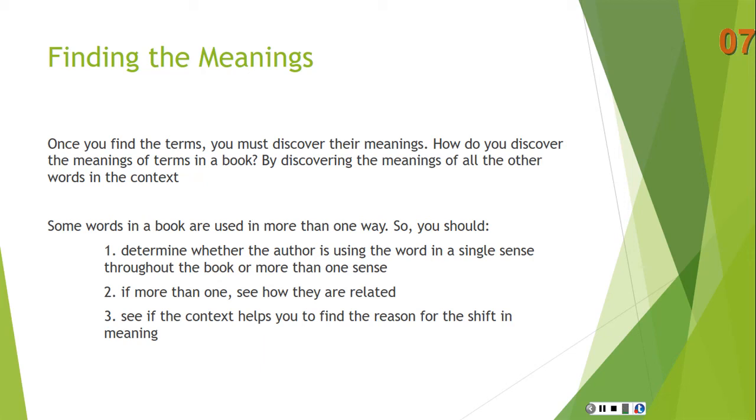Two, if more than one sense, then you must see how they are related, and that's going to help you understand why they're used in different ways. Hopefully, the author has a good idea for why she or he is using this word in different ways in different spots. If it's not a good book, then there probably won't be that sort of intention about using the word in the different ways. Three, see if context helps you find the reason for the shift in meaning. Okay, context is key, right? In reading, context is key.